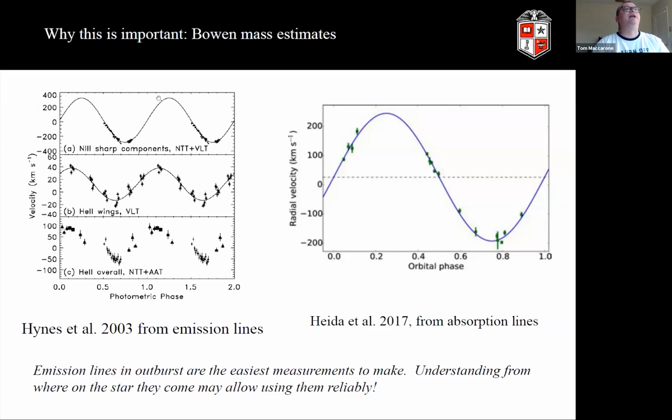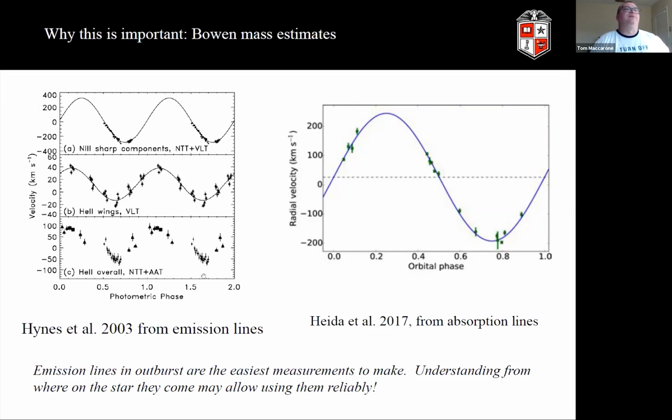What you see is that Hynes got the period right, but the amplitude of the radial velocity curve a little bit wrong. And he pointed out in his paper that this was a serious potential problem with the results. So he understood what was going on there. And I think he was probably actually the most skeptical person of those results for quite a long time until the Heida paper came out.